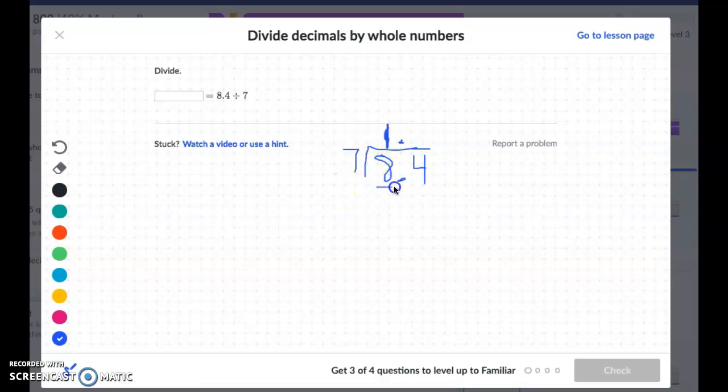1 times 7 is 7. Subtract, and I get 1, and then bring down the 4. And in this part, just ignore the decimal underneath. You don't have to do anything down here with it. So then 7 fits into 14 2 times. 2 times 7 is 14. And I get a remainder of 0, and there's nothing left to bring down, so I know I'm done. So my answer is 1.2.